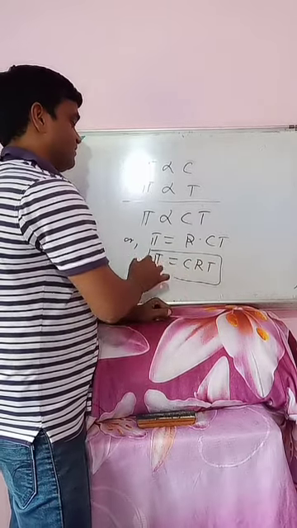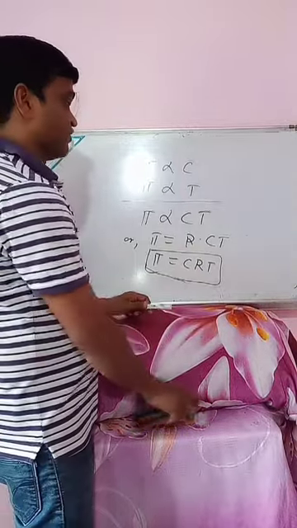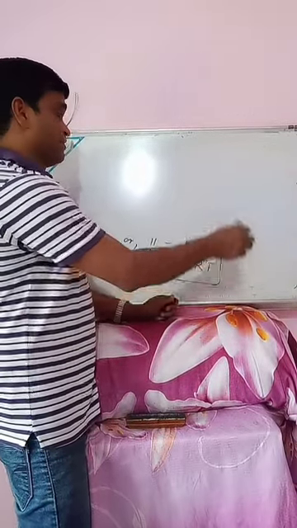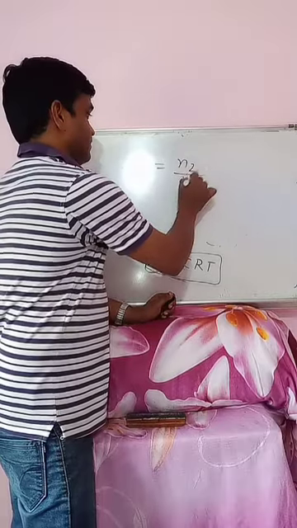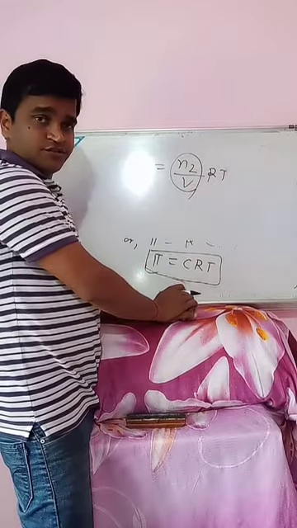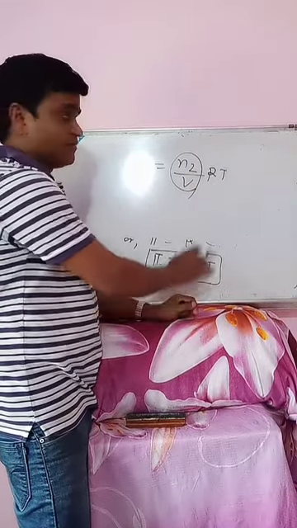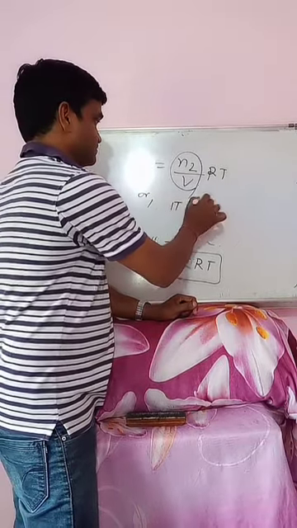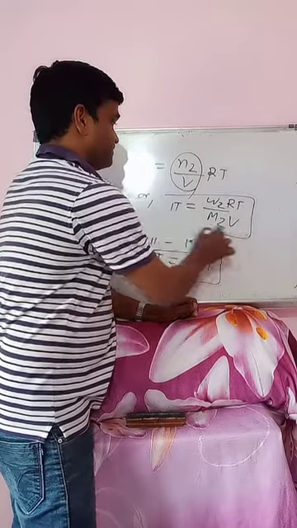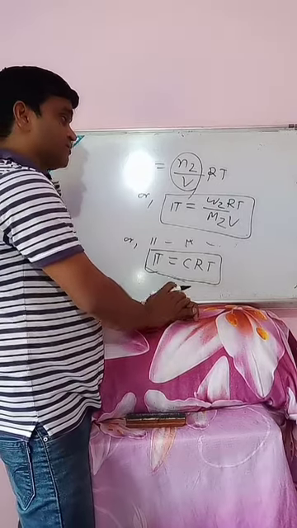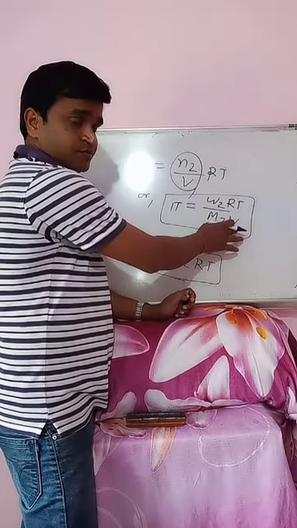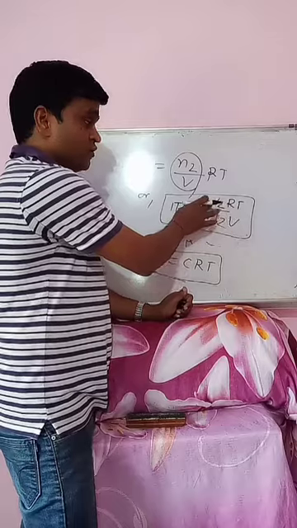This is the expression for the colligative property osmotic pressure. What is C? C is the concentration in molarity, that is, pi equals n2 by V into RT. C is n2 by V. Concentration means the number of moles of solute present per unit volume in liters, or pi equals W2 by M2 into RT by V. So this is the expression for colligative properties. Pi, which is osmotic pressure, equals W2 RT by M2 V. What is V? V is the volume of the solution in liters. What is W2?